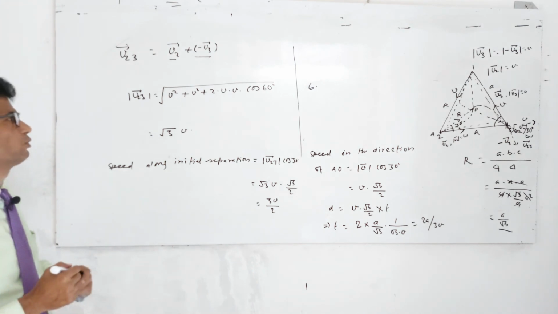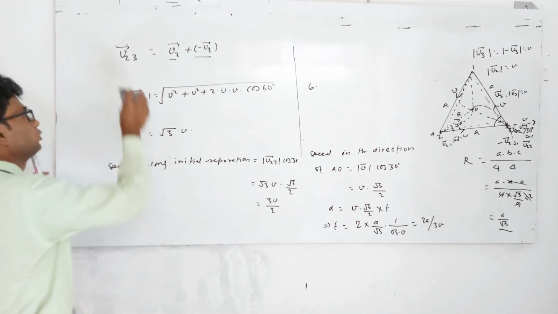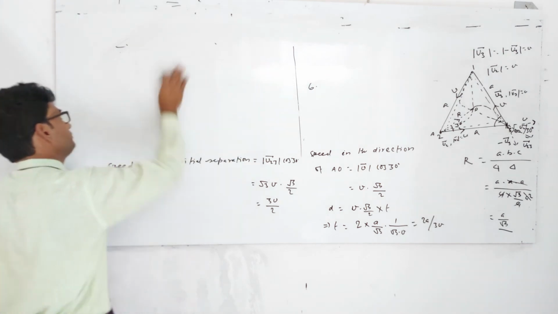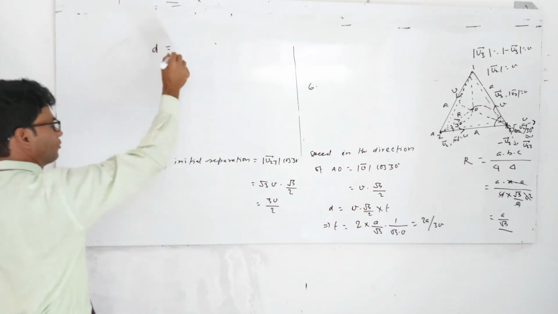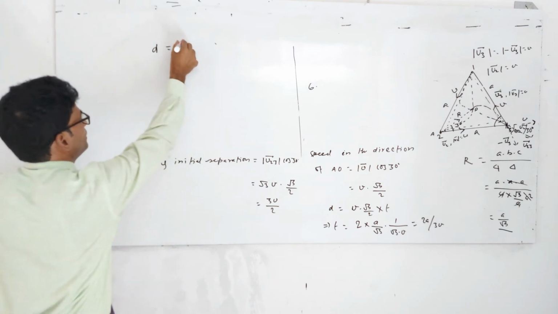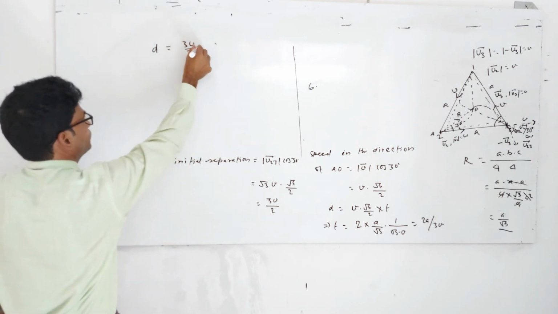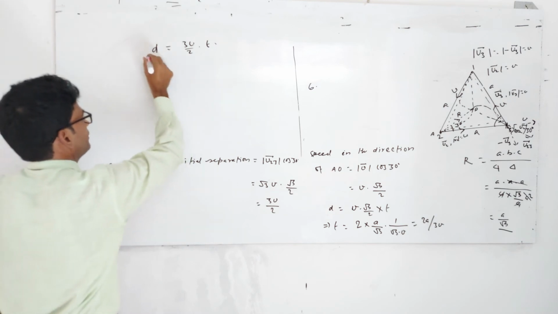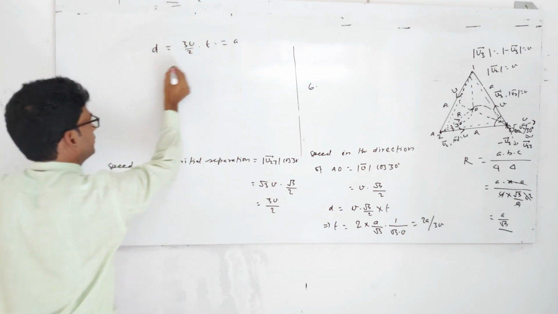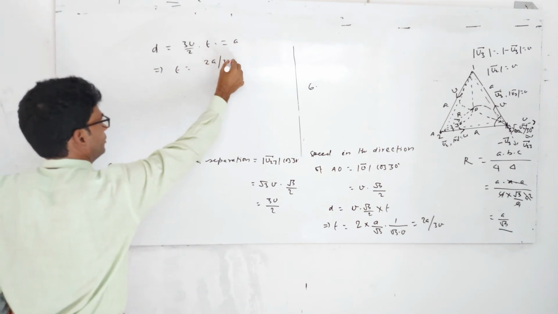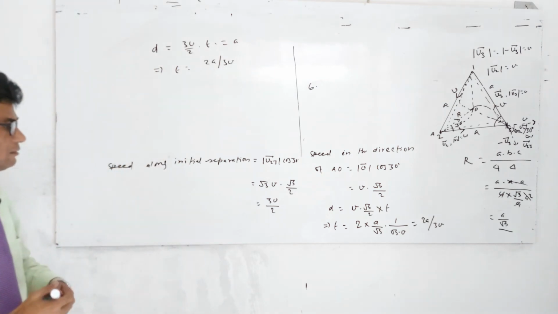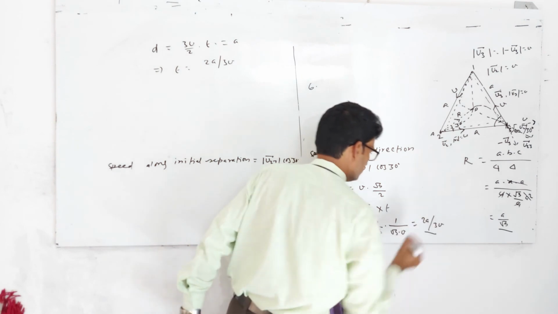So there is no harm in using the D-V-T relation. Now we are going to use the DVT relation. Distance is equal to speed into time when the speed is constant. So here the speed is 3V over 2, the time we have to find, and this distance is already given as A. So this implies T is equal to twice A over 3V. Look, in the first method the time is the same.